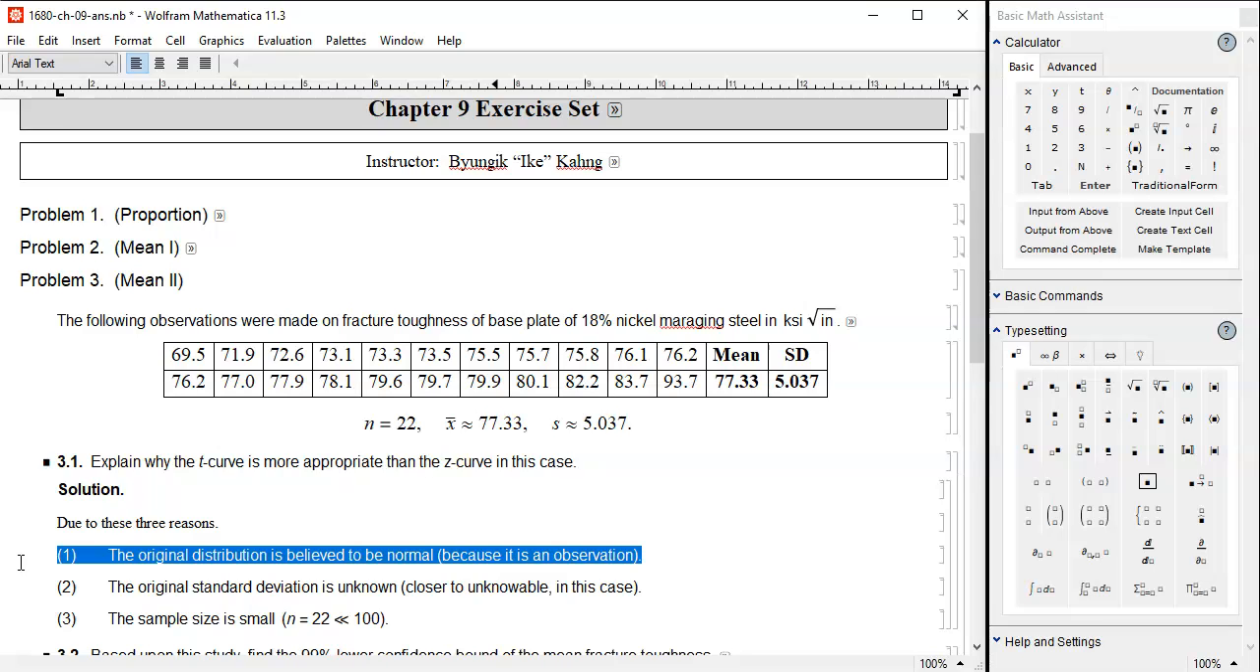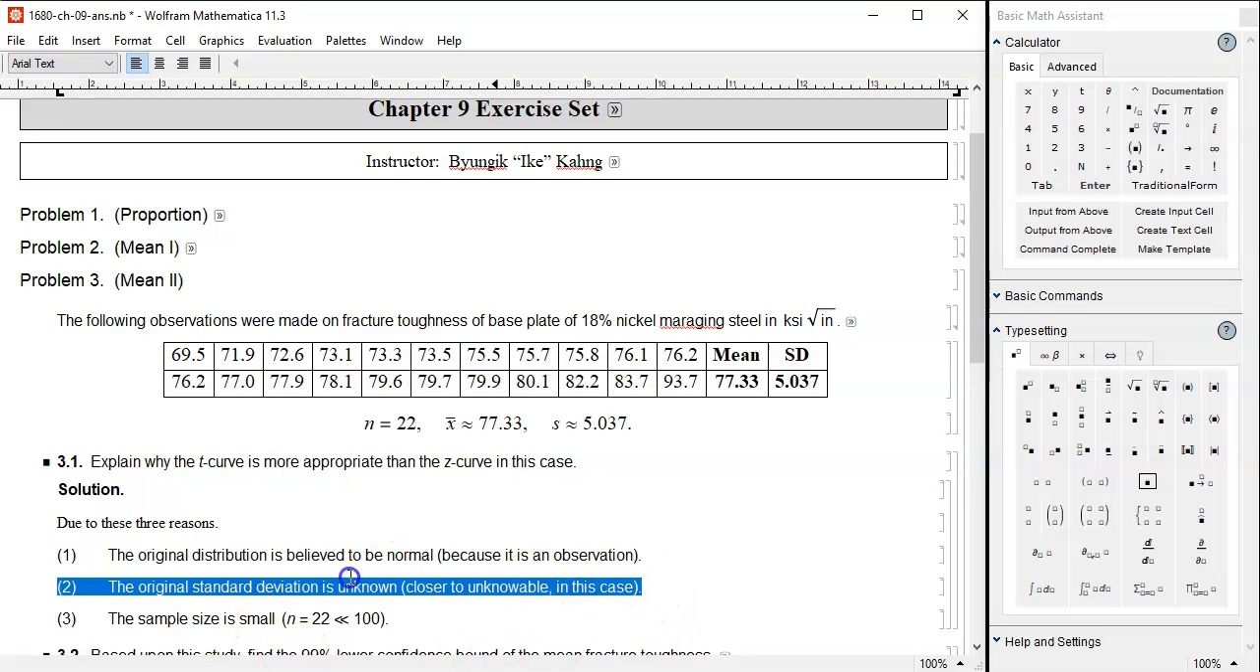It checks out. The second criterion, the original standard deviation is unknown. In this case, closer to unknowable as a matter of fact. If you have really large population size, then original standard deviation or population standard deviation is difficult to find. In this case, the population size is infinity because this is out of observations, so you can do as many observations as possible. So sigma value is impossible to get. We have to use sample standard deviation.